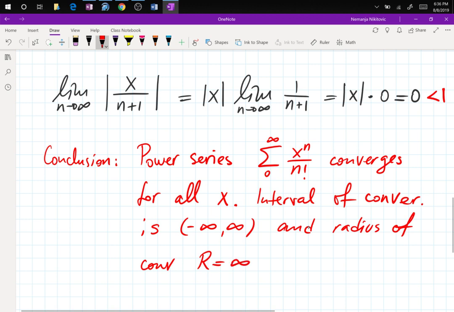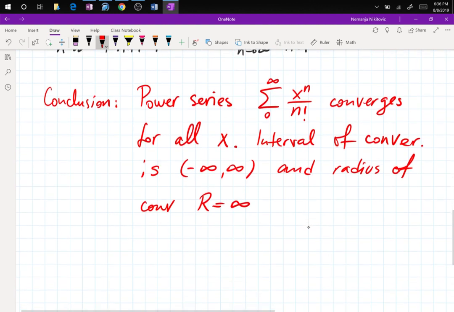This problem was centered at 0, so if you have your x-axis like this and it was centered at 0, you have radius of convergence to be infinity, and then the other side is also infinity, so radius of convergence is infinity. No matter what x you pick, you will always have a convergent series here.